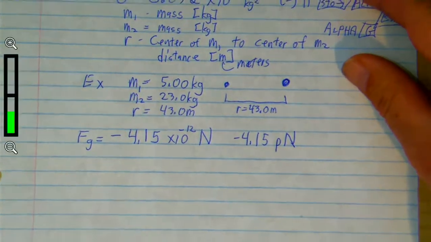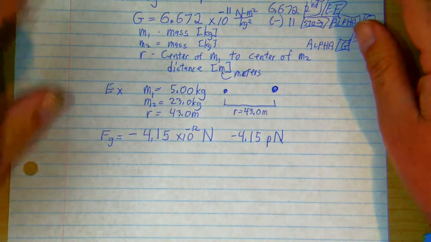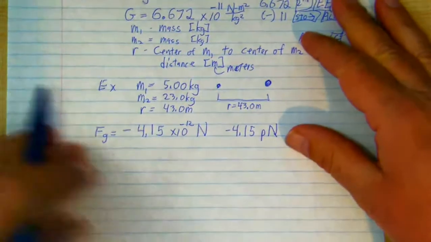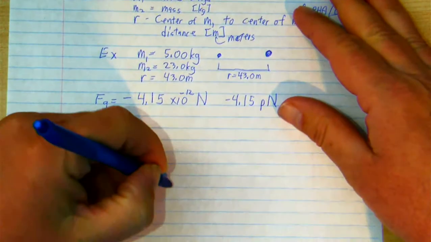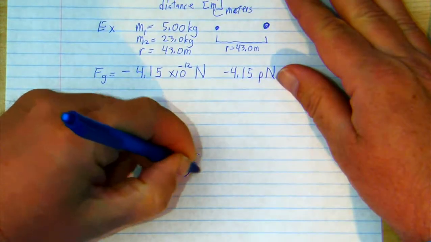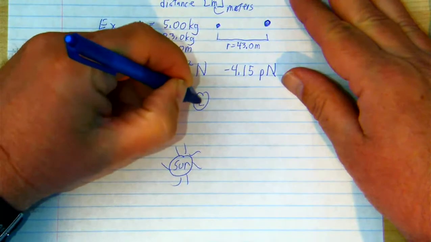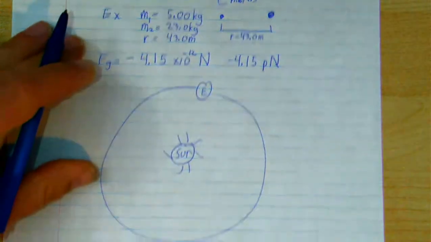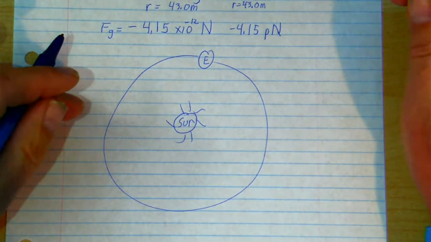I've presented Newton's law of universal gravitation, and I began by reminding you about the formula for centripetal acceleration. So now we need to put on our thinking caps. Here is the sun, and orbiting the sun is the Earth. And we'll pretend it's a nice circular orbit and life is good.